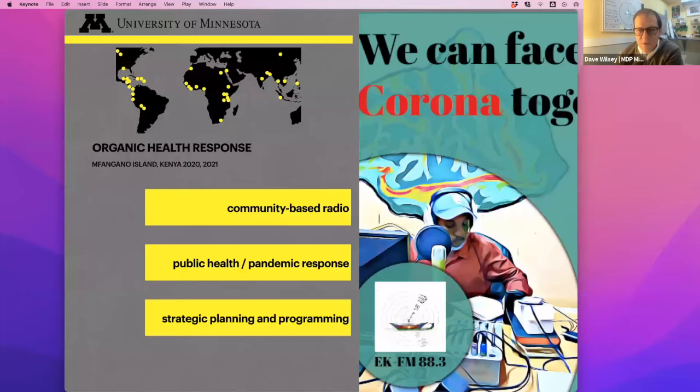More recently, we've had a couple of projects in a row with Organic Health Response on Mfangano Island in Kenya. This is a community-based radio station, and they are working largely on the intersection between public health, agriculture, forestry, and just community well-being. And so we've been able to support the organization in public health. At the time when we built the relationship, they were thinking primarily about the pandemic and how to do pandemic response. So we were working with them on strategic planning and programming associated with COVID. And this is a piece of artwork actually showing some of the flyers that our students developed to communicate with the community.